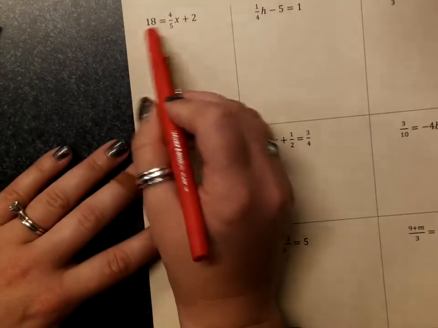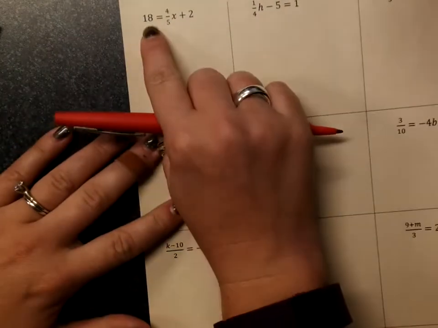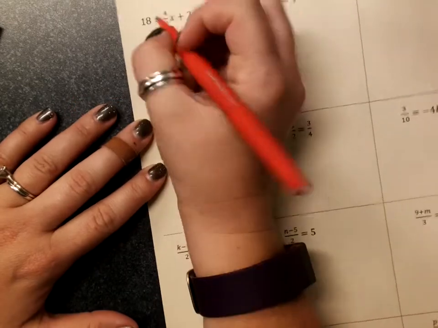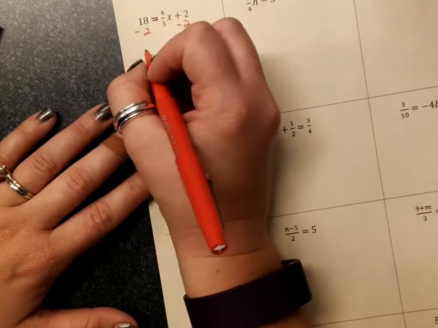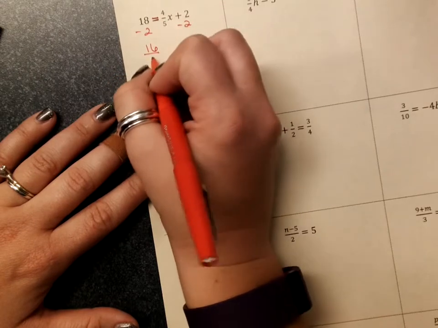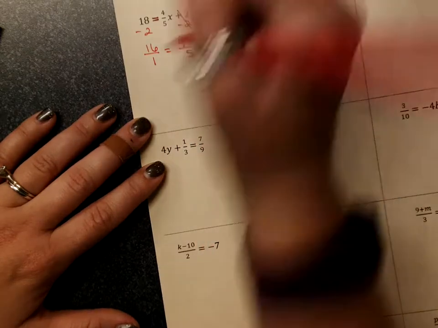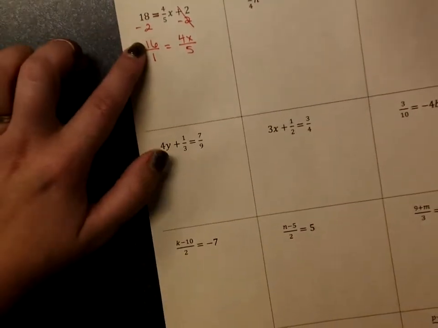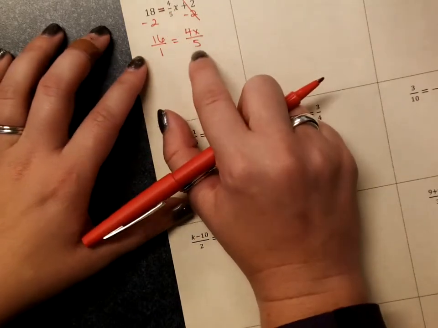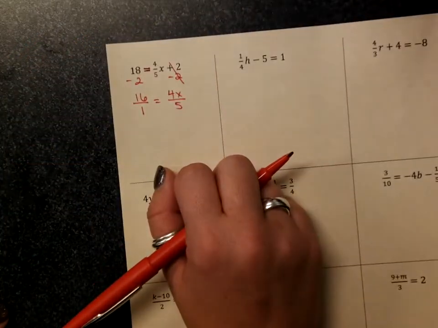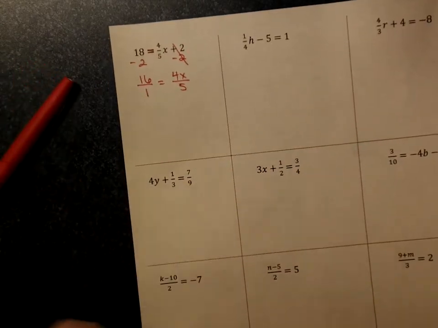Now we could put them all over 1 and then get our LCD, but because 18 is an integer and 2 is an integer, let's go ahead and move that 2 to the other side. This will make our job easier. So we have 16 over 1 equals 4x over 5. So 18 minus 2 is 16. I'm going to put that over 1. And then I'm going to put the x up with the 4. So 4x over 5. That gets it just a little bit easier to work with.